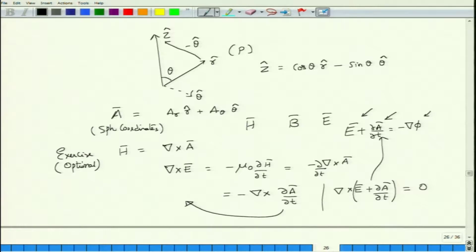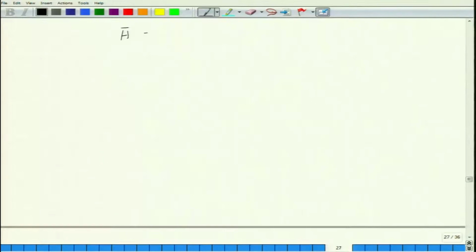Can we write something more to find out how the equation for A will be modified under this time varying condition? Yes, we can do so. We start by going back to H and A. This is given by H is 1 by mu naught del cross A. Taking curl on both sides and simplifying del cross A, which we have already done a few minutes ago, this would be del of del dot A minus del square A, right.